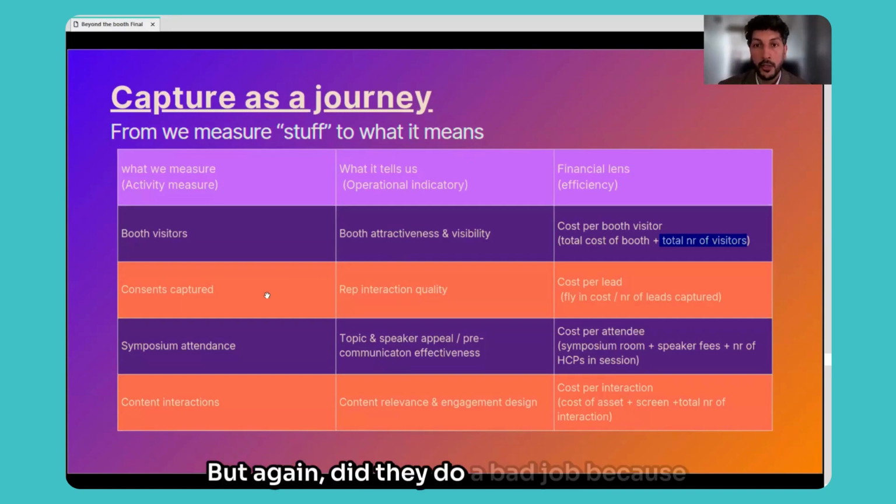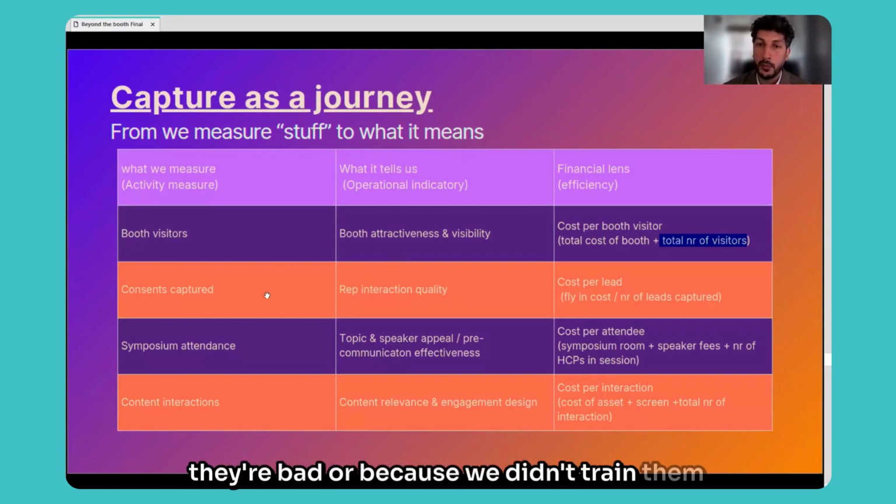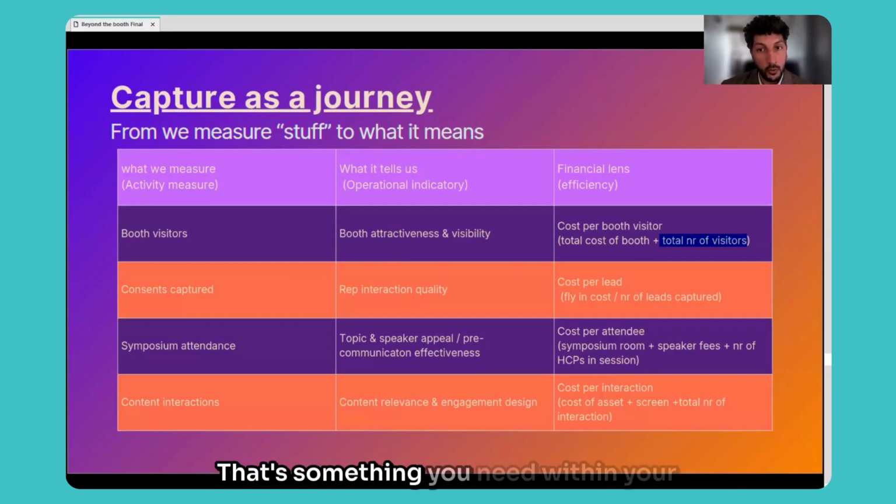But again, did they do a bad job because they're bad, or because we didn't train them specifically, or because we invited the wrong ones that don't even speak English? That's something you need to identify within your organizations. And then the financial lens is, what is the cost per lead? So what is the total cost to have all those reps there, divided by the number of leads captured? So this is one way of looking at your success and the metrics of the booth.